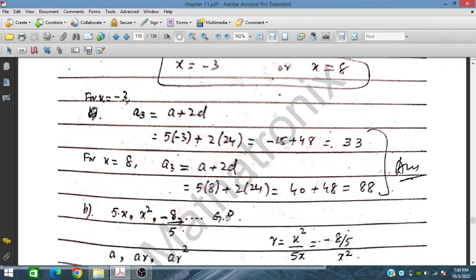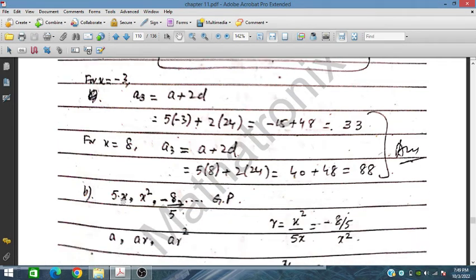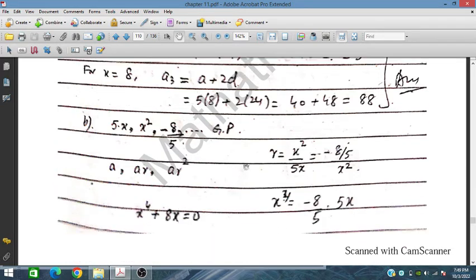Now in part B, the first term is given as 5x, the second x squared, and the third term is given in part B as minus 8 upon 5, and we have to find the value of r as well. So this r is the ratio of x squared divided by 5x. Similarly for these two, we have the same ratio, minus 8 by 5 divided by x squared. This is again because this is ar squared, this is ar. ar squared divided by ar is equal to r. So this is again the same.